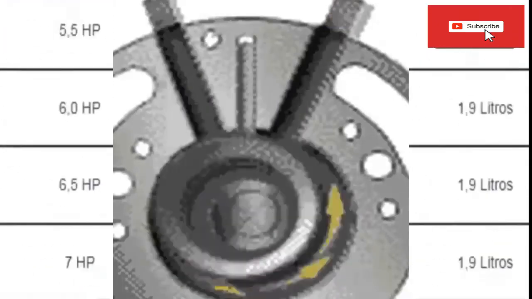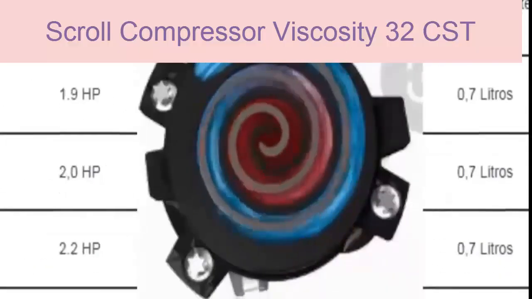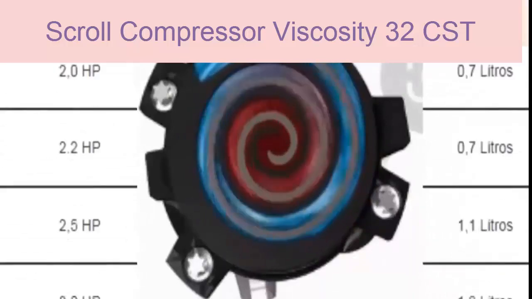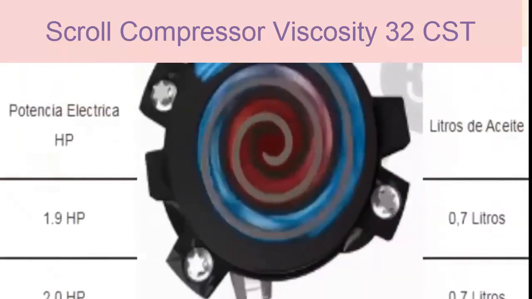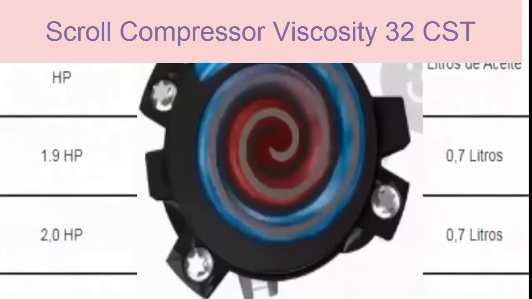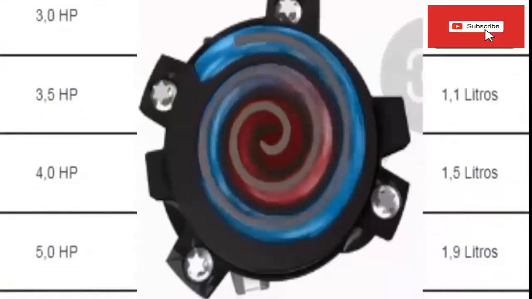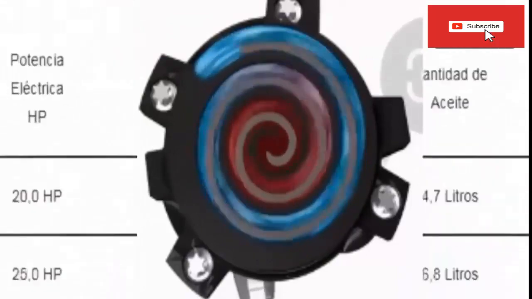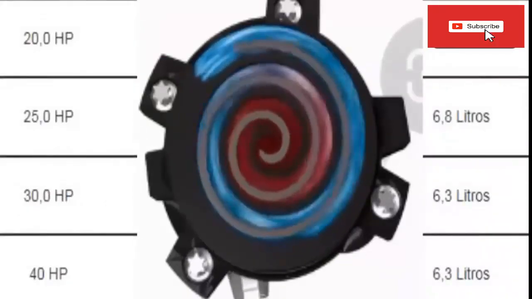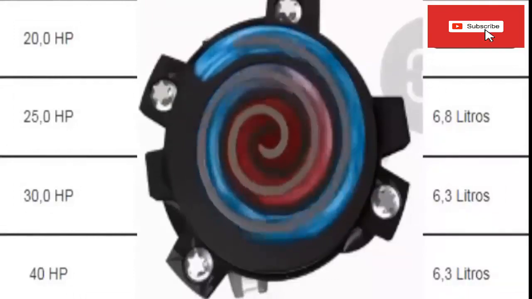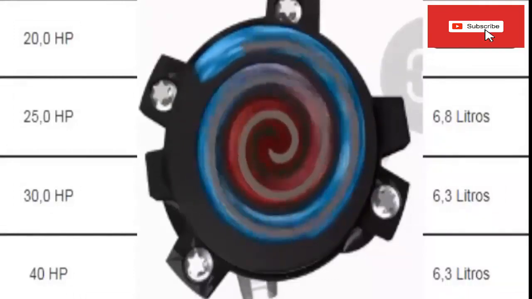Now we have the table for the quantity of oil in a scroll-type compressor. The viscosity most used by the manufacturers of these compressors is 32 cSt. For a 2 HP compressor, 0.7 liters of oil is required. For a 25 horsepower compressor, 6.8 liters of oil are required. For a 30 HP compressor, 6.3 liters of oil are required.